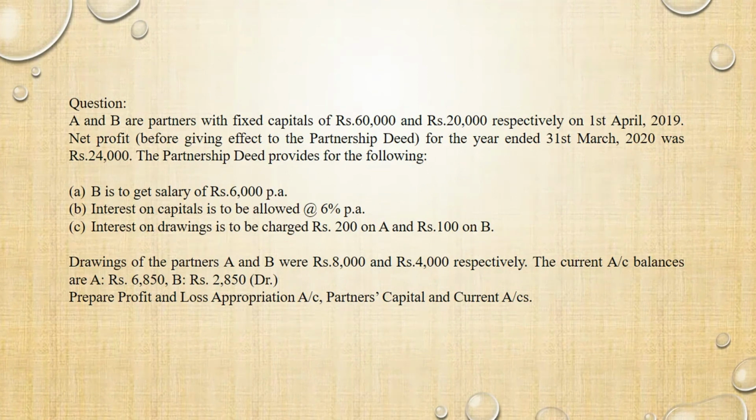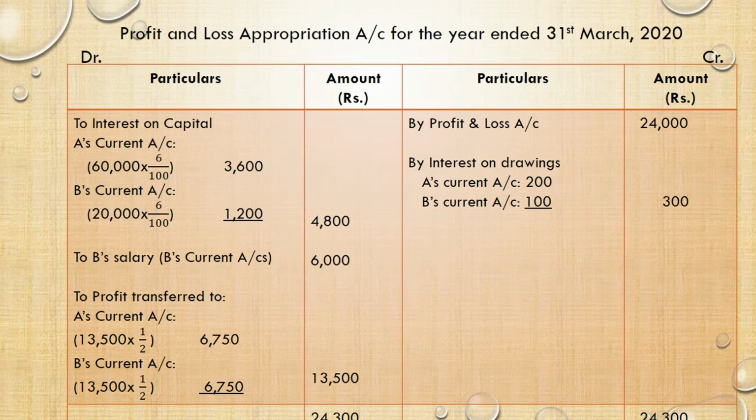Okay, so drawings of the partners A and B were rupees 8,000 and rupees 4,000 respectively. The current account balances are A rupees 6,850 and B rupees 2,850 debit balance. Okay, so let us see how the profit and loss appropriation account is prepared, how the capital account will be prepared, and how the current accounts are done. Let's go to the solution.